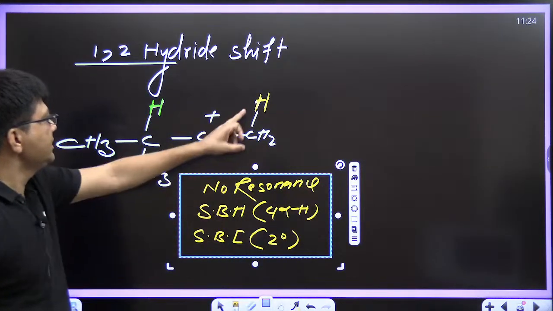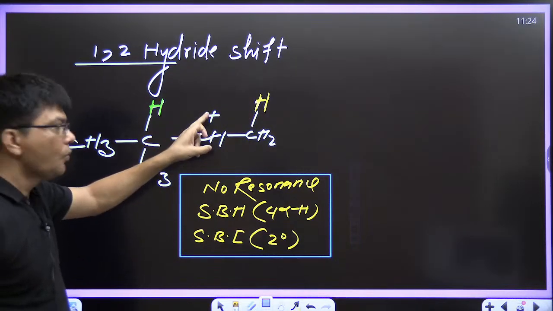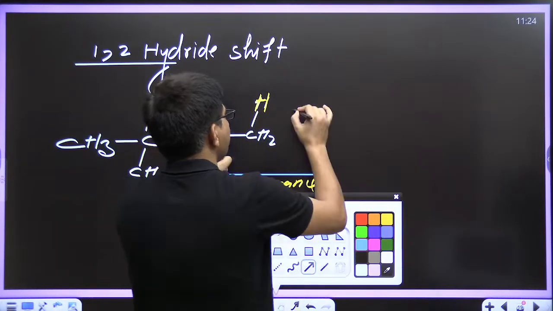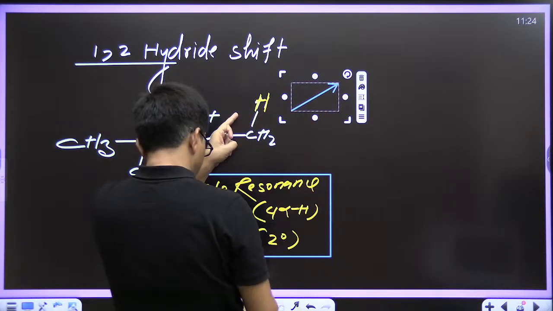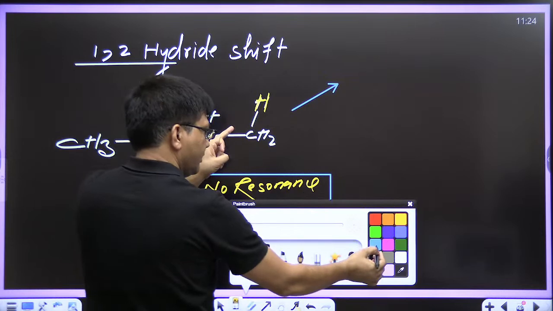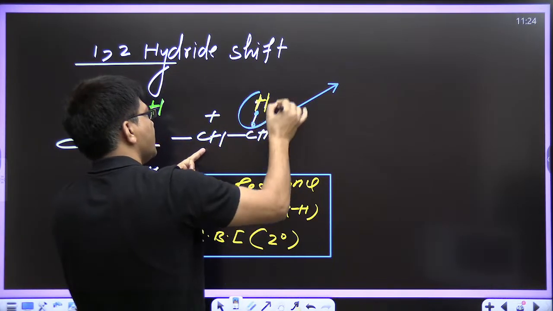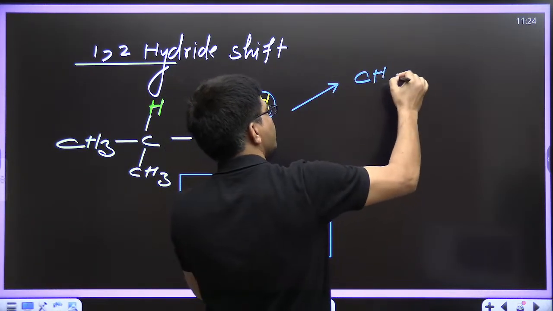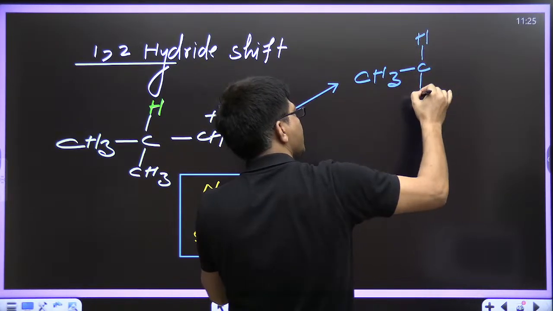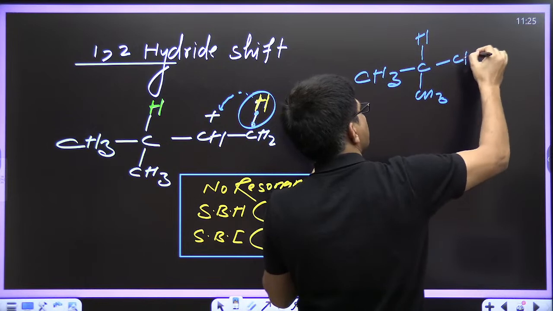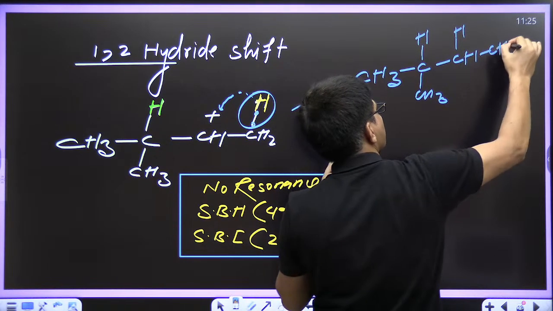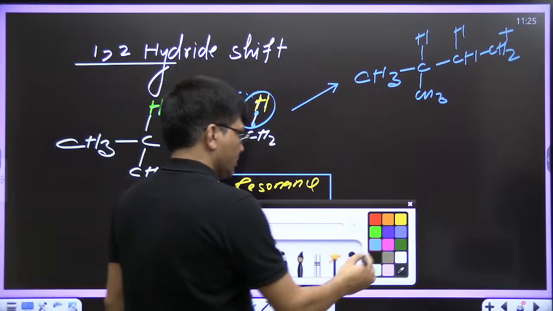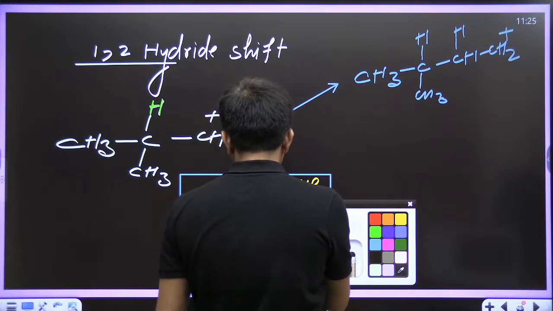Now there are two possibilities. Either this hydride can shift or this hydride can shift. What do you think? If this hydride is going to shift, what are you going to get? See, if this hydride shifts over here, 1 to 2 position, along with the electron, then this carbocation will look like this: CH3, CH, CH3, CH, H and CH2 plus. Is this carbocation more stable than the earlier one or less stable?